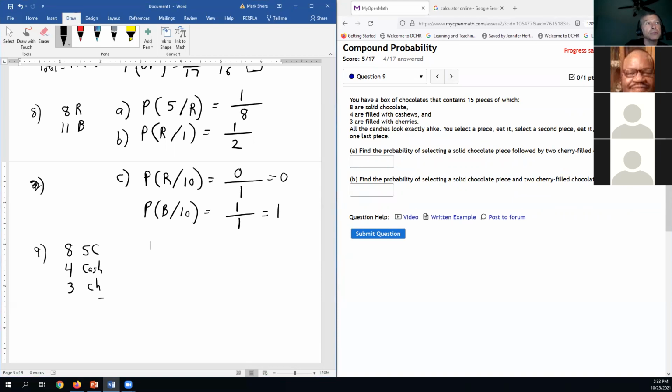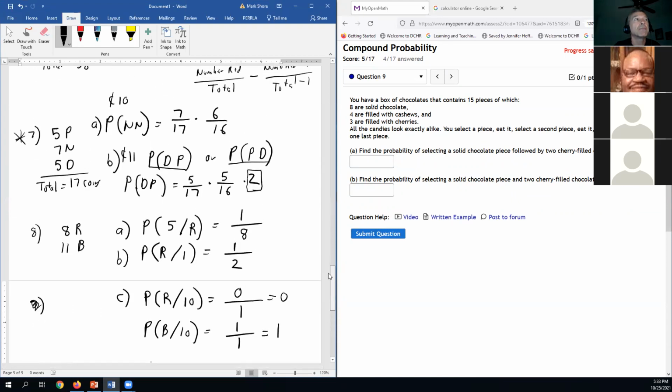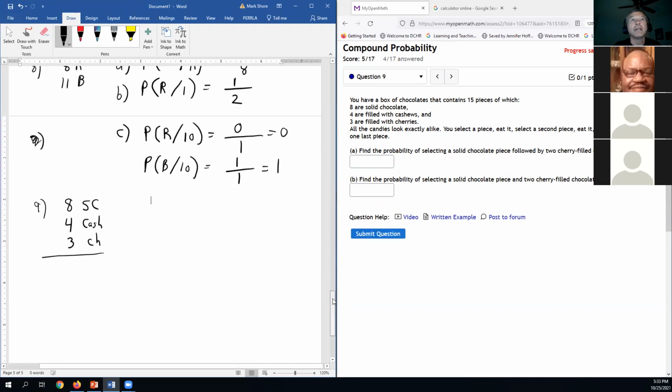Okay, let's get our total. See, we did one like this already right up here with the coins, right? Pennies, nickels, dimes, solid chocolate, cashews, cherries. So we get the total. So that's 15. And now we can answer anything with it. So let's do it. Find the probability of selecting a solid chocolate followed by 2 cherries. Okay, so let's do it.